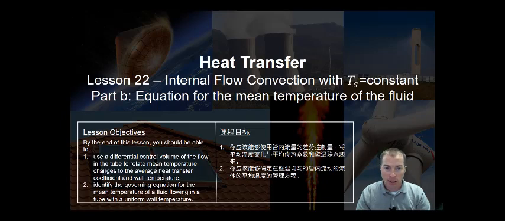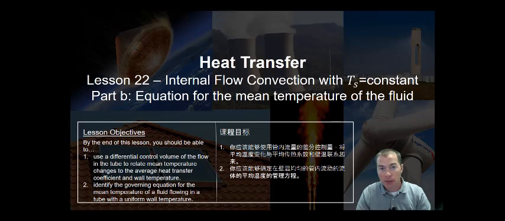By the end of lesson 22, you should be able to use a differential control volume of the flow in the tube to relate the mean temperature changes to the average heat transfer coefficient and the wall temperature. You should also be able to identify the governing equation for the mean temperature of a fluid flowing in a tube with a uniform wall temperature. That is the main goal of this lesson, to derive and identify this governing equation.